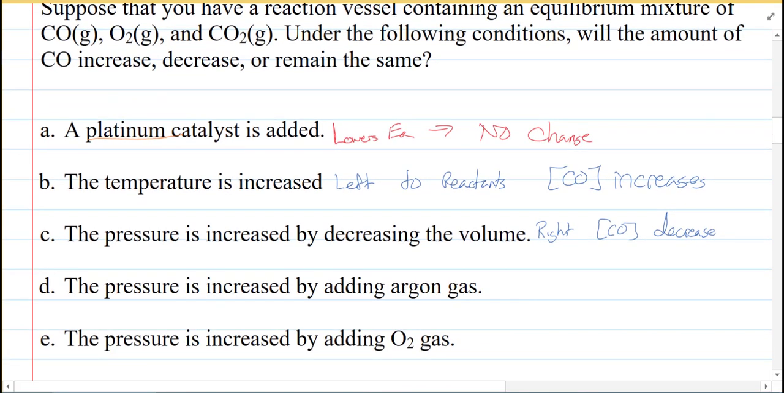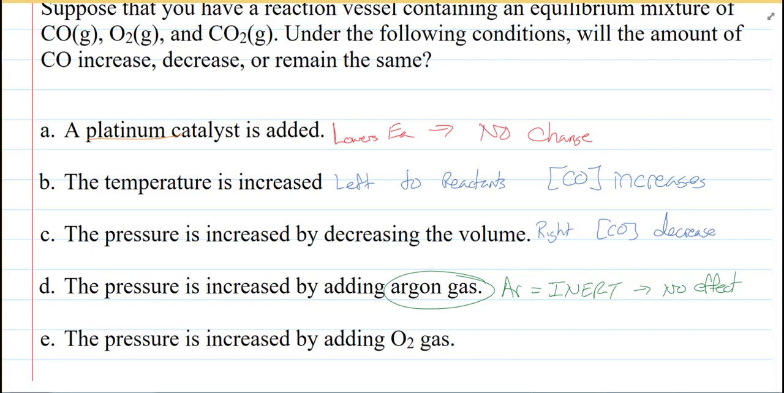The pressure is increased by adding argon gas. Well, argon is Ar, and that is inert. It's an inert gas, which means there's no effect. Argon's not involved. Kind of like if I go to Dunkin' Donuts and eat 2 donuts a day every day I come to my office and sit here for most of the day, what's probably going to happen to my belt? It's probably going to get tight.